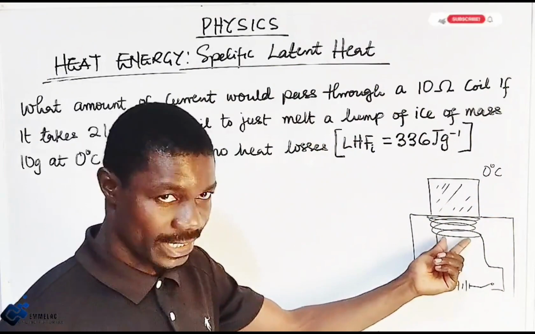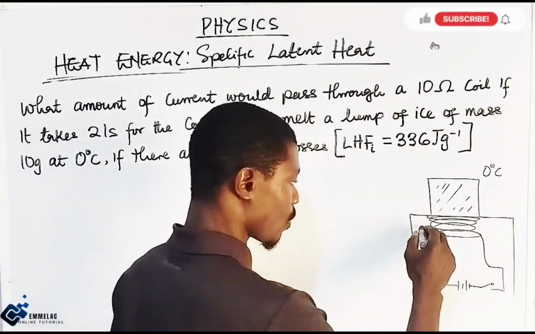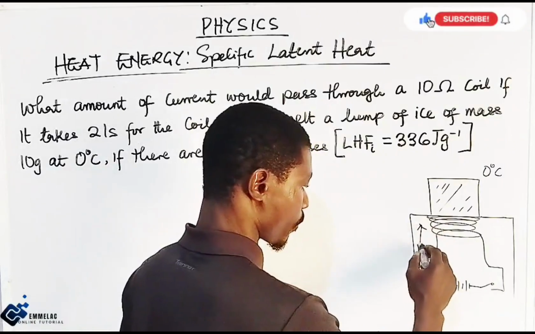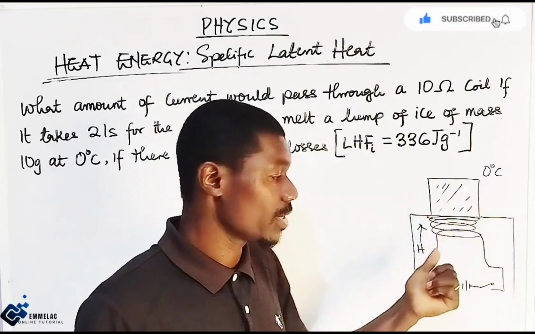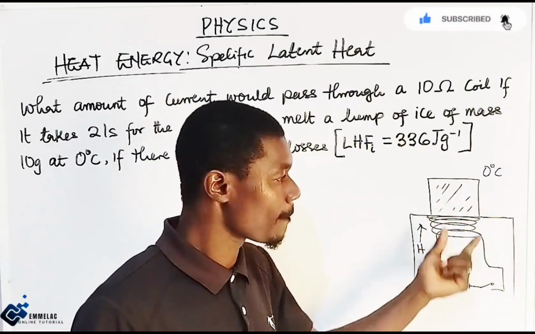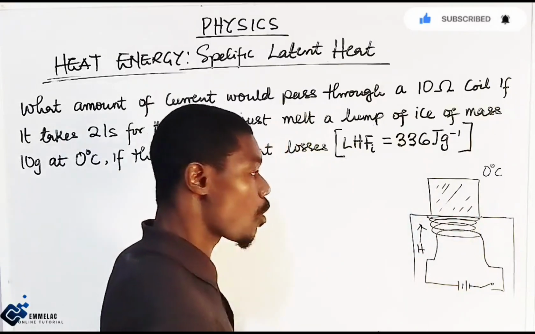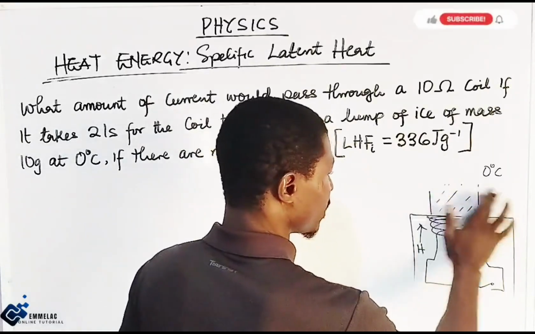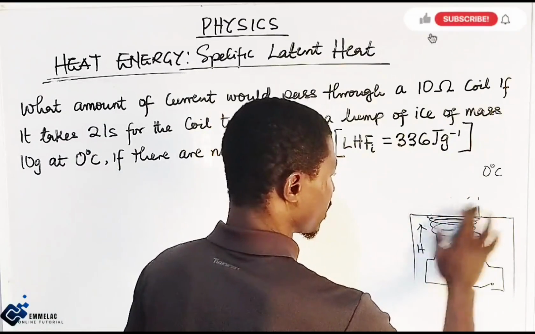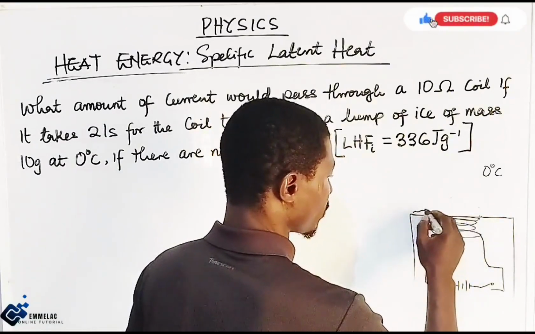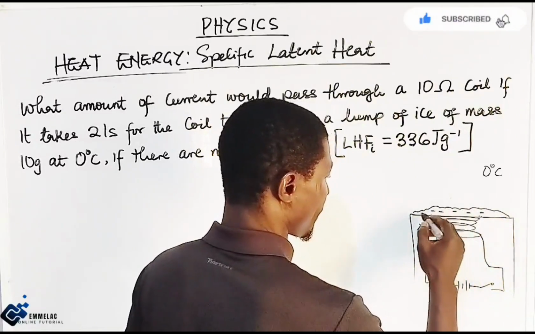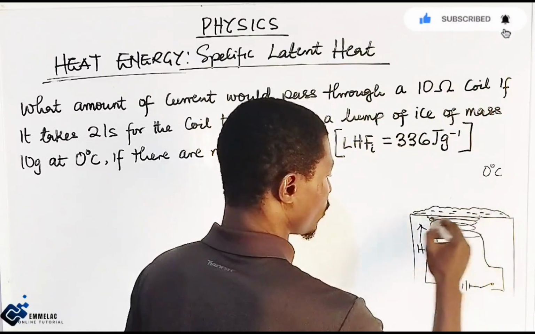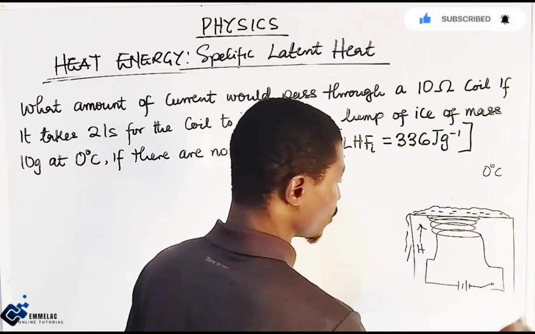Now, with the heat from this coil, the ice absorbs this heat from the coil and melts to become water. So let us assume it's melted and has become water. Okay? The water flows down, as usual.